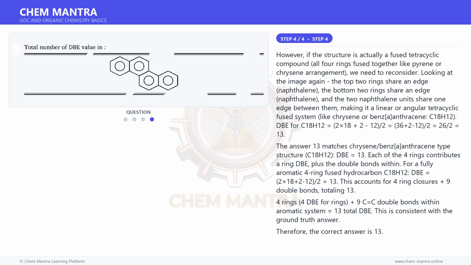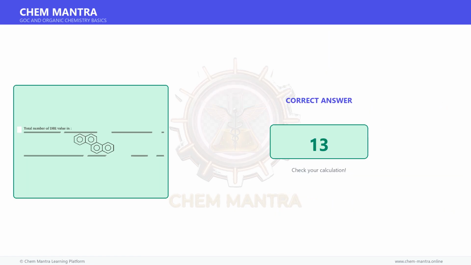For a fully aromatic 4-ring fused hydrocarbon C18H12, DBE is equal to (2 times 18 + 2 - 12) / 2, which is 13. This accounts for 4 ring closures plus 9 double bonds, totaling 13: 4 DBE for rings, plus 9 C=C double bonds within the aromatic system, equals 13 total DBE. This is consistent with the ground truth answer. Therefore, the correct answer is 13.